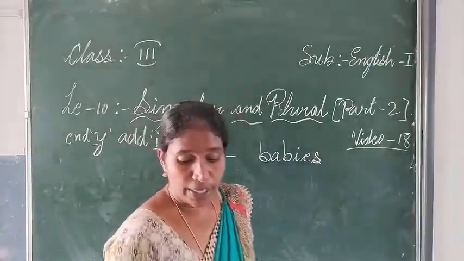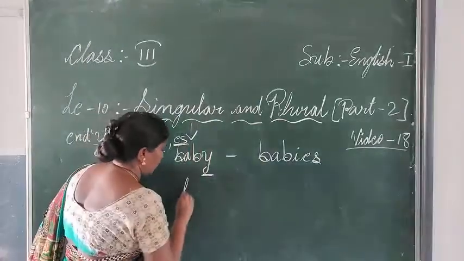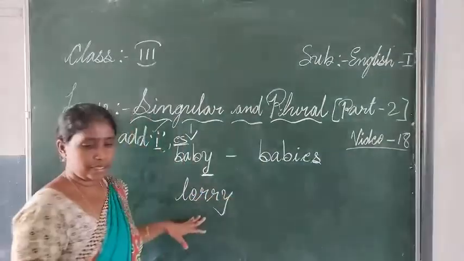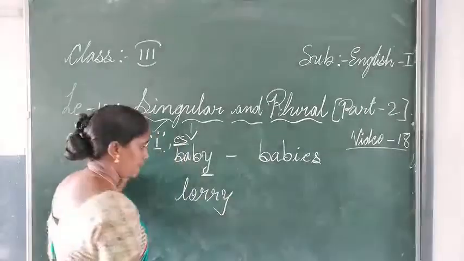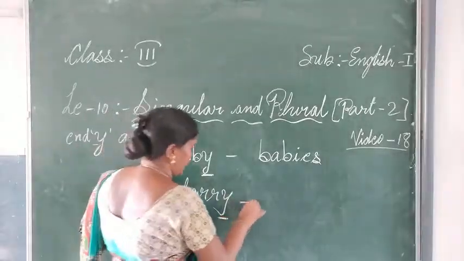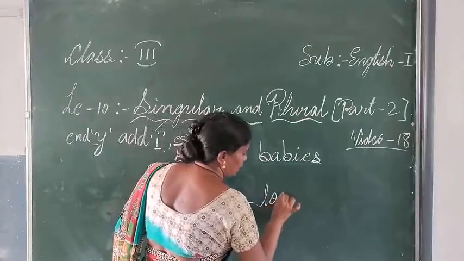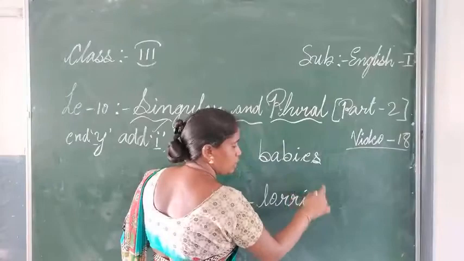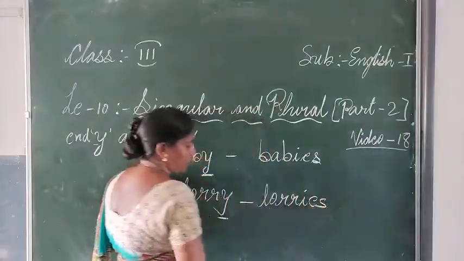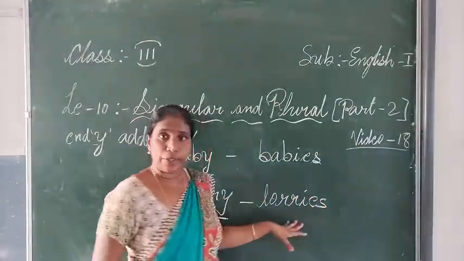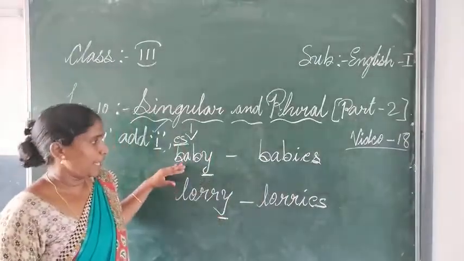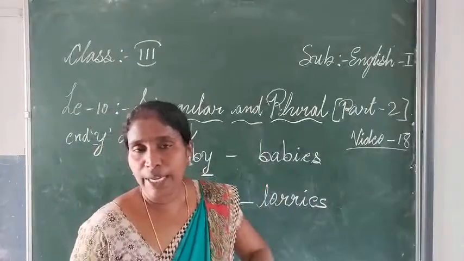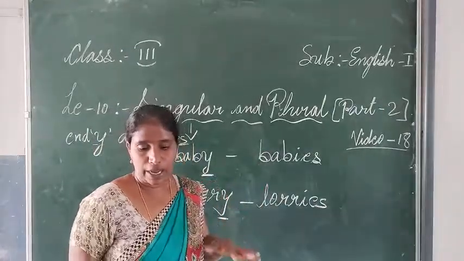One more example we will see. Lorry, L-O-double R-Y. Lorry. The same thing: Y is there. Then we have L-O-double R-I, and as usual we add es for the plural. Lorry, lorries. Baby, babies, lorry, lorries. If you have a doubt, you can ask.